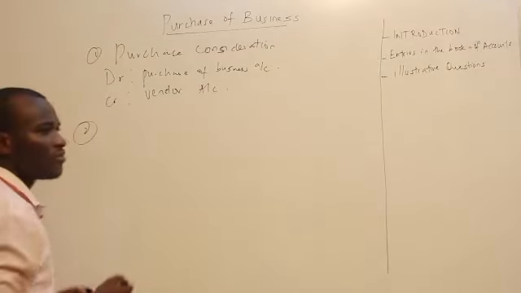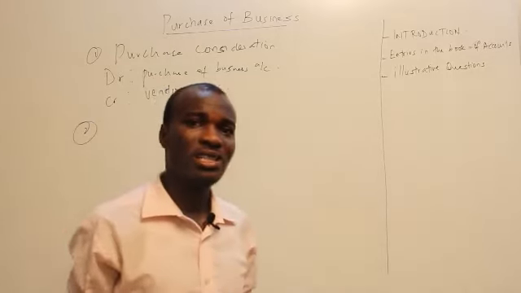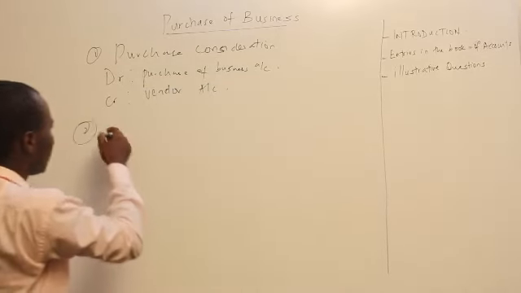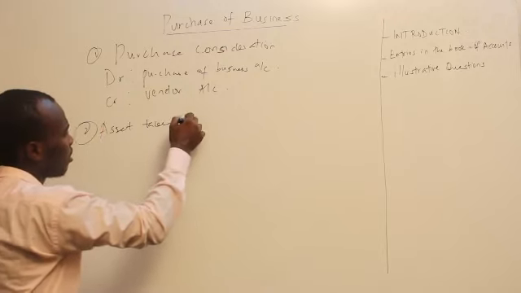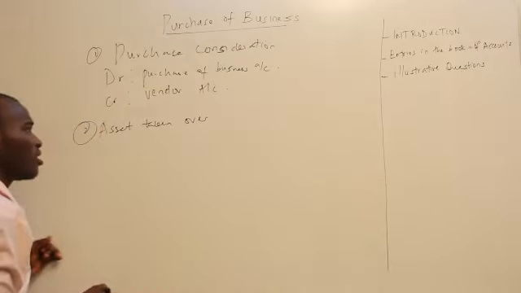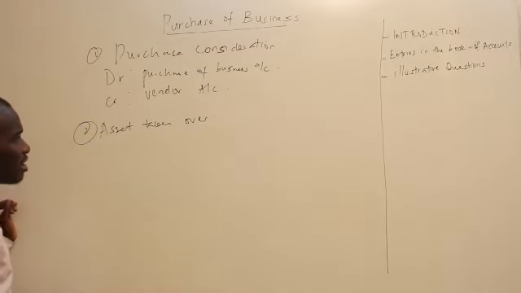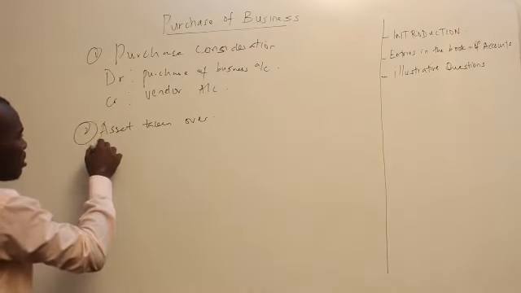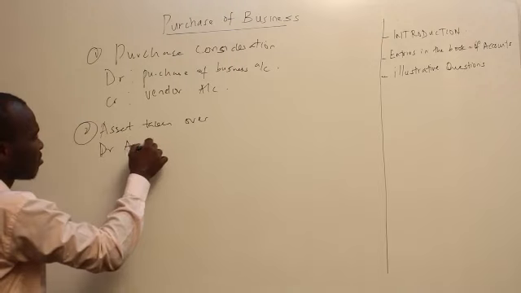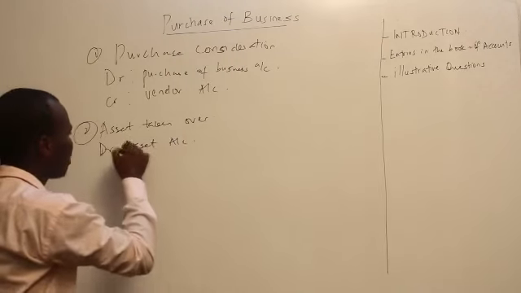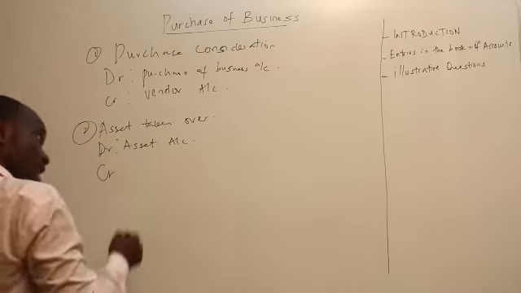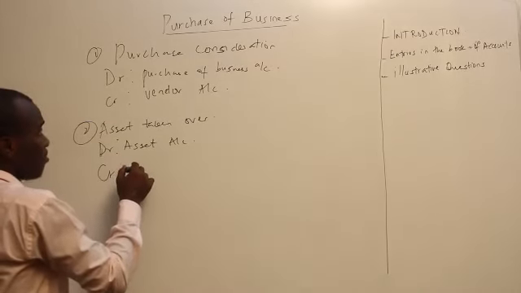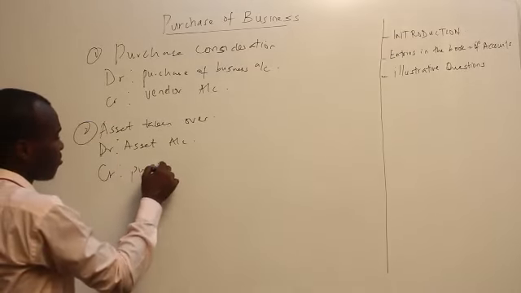The next thing we'll have is the valuation of assets, that is, assets taken over by the purchaser in the books of the purchaser. So for assets taken over, the double entry is for us to debit asset accounts and credit purchase of business account.